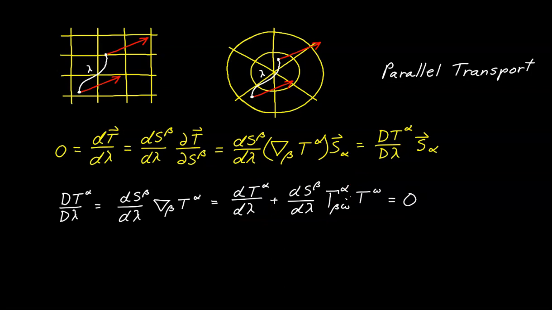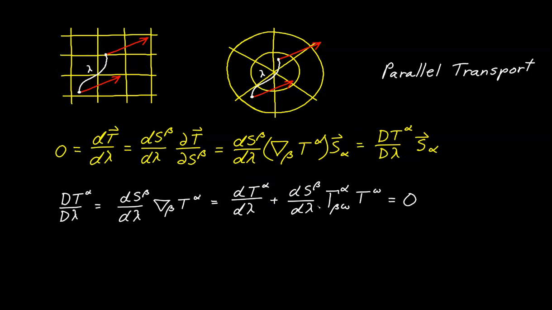The thing that's equal to 0 is the combination of these two terms. The vector components are changing as we go along the curve, and that's represented by this term. But the basis vectors are changing as we move along the curve, and that's taken care of with this expression, and combined together the result is 0. That tells us that the vector itself is not changing as we transport it from point A to point B.